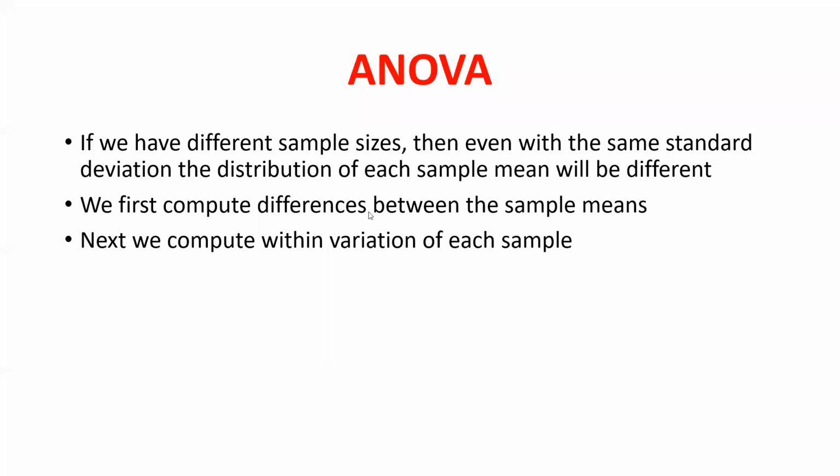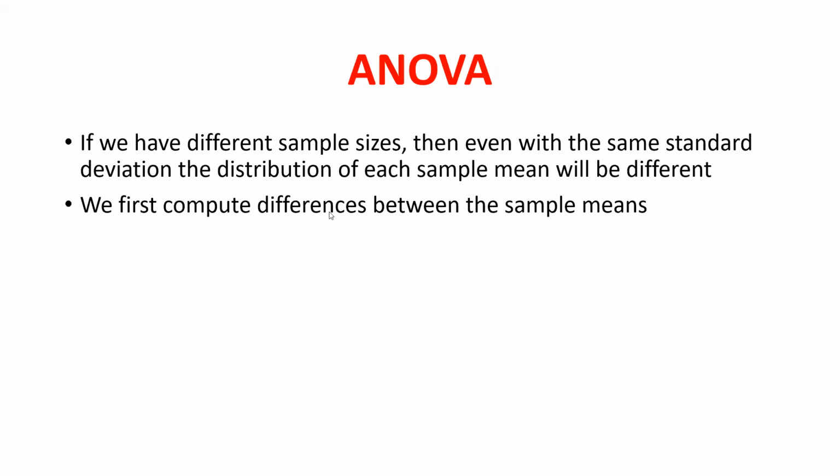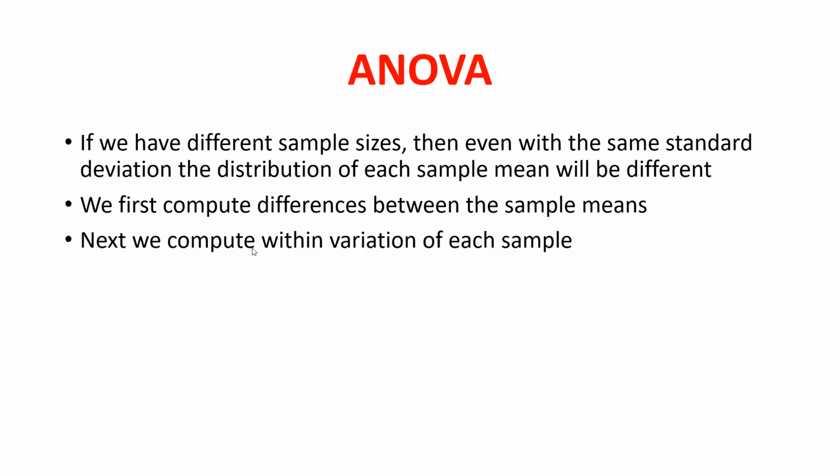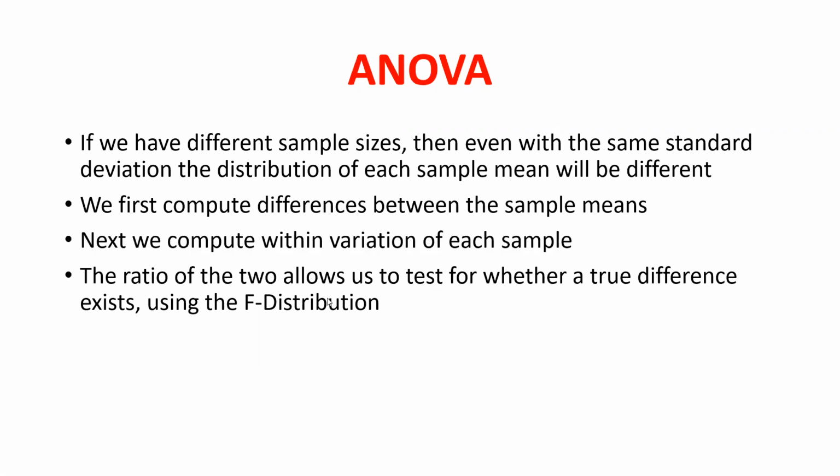So we know the sample size is going to influence that standard deviation, so we need to take that into consideration as well. So what we're going to first do with this ANOVA testing is compute the differences between the sample means. We're then going to get the variation of each sample, or the sample variance for each one of these samples that we have. We're then going to use a ratio, which essentially is looking at the variance within each group, right?